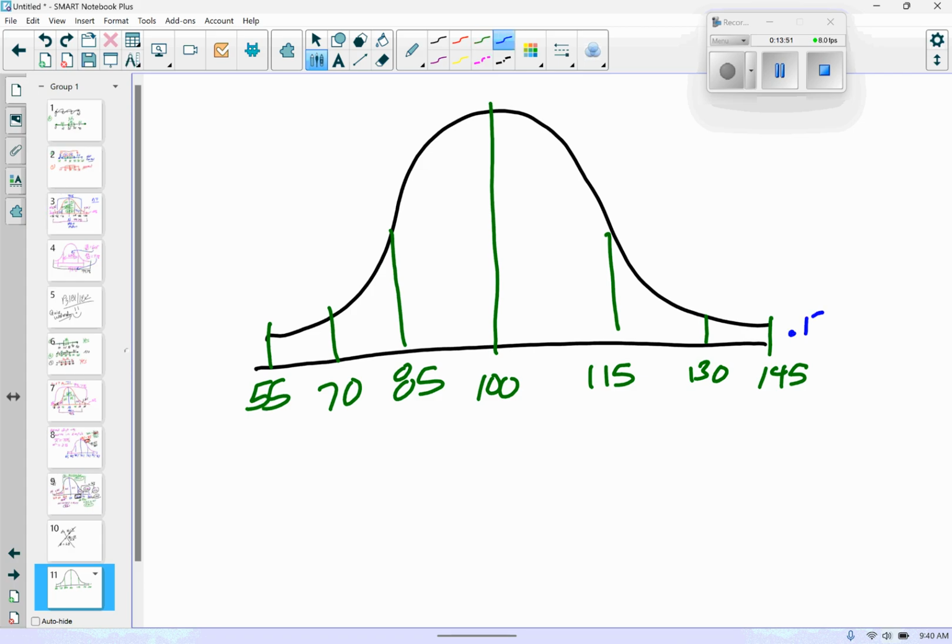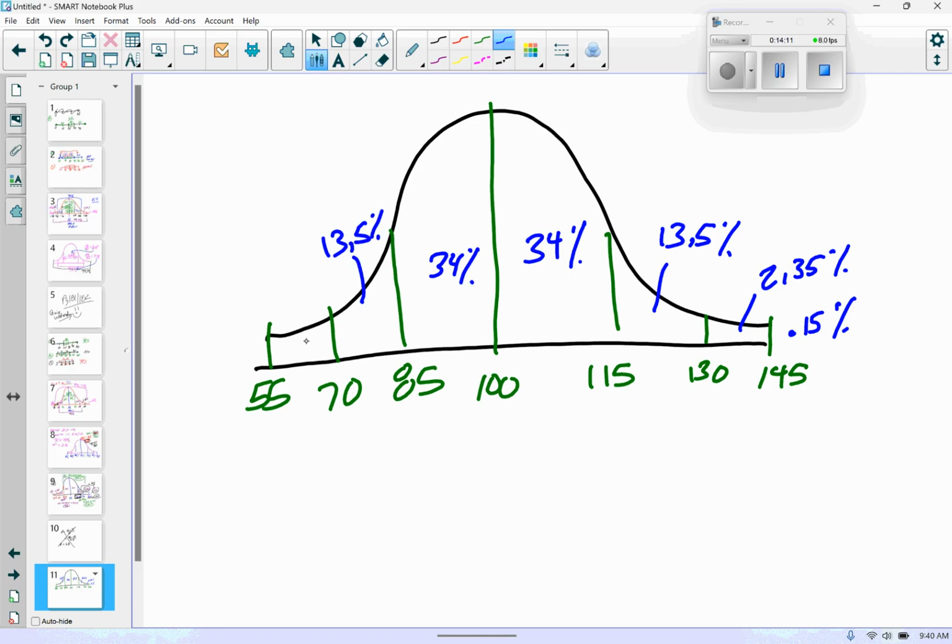So this is 0.15%. This is 2.35. This one is 34. How much was this one? 13.5? 34. 13.5. 2.35. And 0.15. Okay. So that's all 7 positions as far as IQ scores go. Everyone's good with how I add 15, 15, 15 or subtract 15, 15, 15?